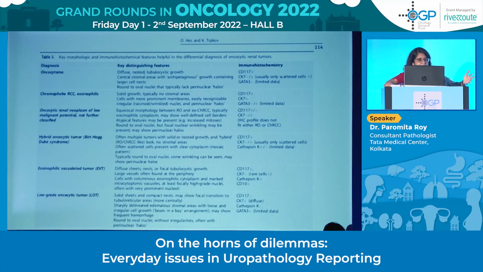So the panel of IHC which helps, it's a combination of the morphology and the IHC of CD117, CK7, GATA3, which helps to categorize these tumors. And though all of them in this spectrum behave very well, even this eosinophilic vacuolated tumor, which was earlier known as the high-grade oncocytic tumor as opposed to low-grade oncocytic tumor, it is important to categorize these because chromophobe RCC also behaves very well, but for some you're stamping them as malignant, for some you're stamping as benign.